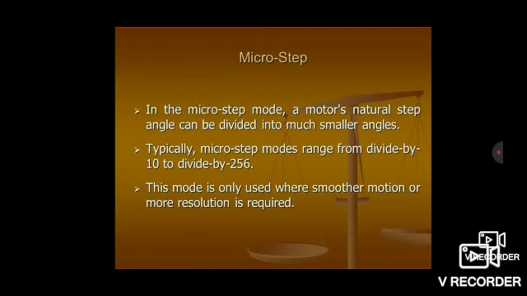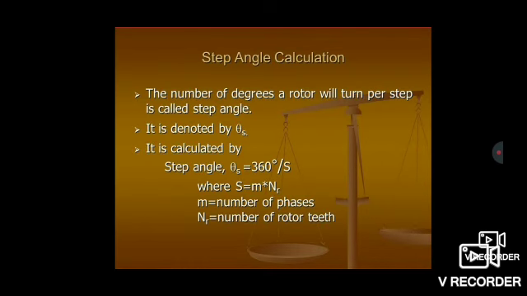Then micro step. In the micro step mode, a motor's natural step angle can be divided into much smaller angles. Typically, micro step modes range from divide by 10 to divide by 256. This mode is only used where smoother motion or more resolution is required.